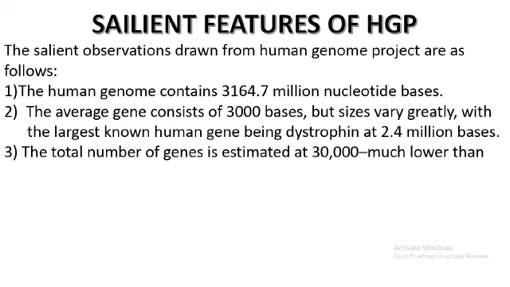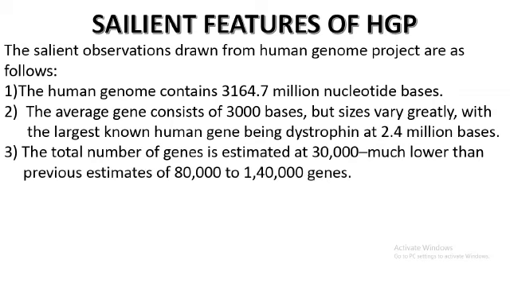Now the third one: the total number of genes is estimated at 30,000, much lower than the previous estimate of 80,000 to 1,40,000 genes. Earlier, scientists believed that a human being has at least 80,000 to 1,40,000 genes. This was our assumption before making the human genome map. But after this, we came to know that a human individual has 30,000 genes. This is very low compared to our earlier assumption.